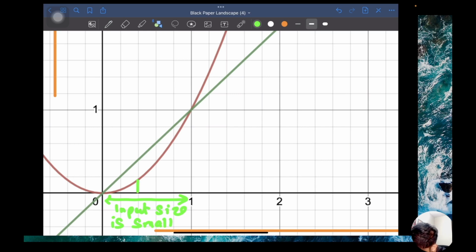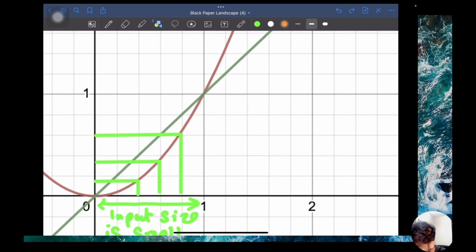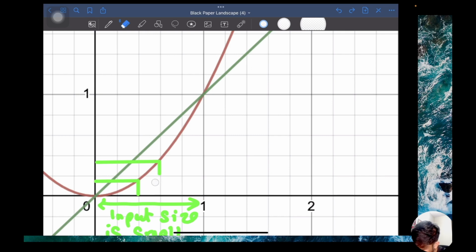So for the same input, if you see how much time algorithm 1 is taking and how much time algorithm 2 is taking. So if we plot it like this, let's say this is the particular input, then this much time your algorithm 2 is taking, whereas your algorithm 1 is taking this much time. Can you see the difference?